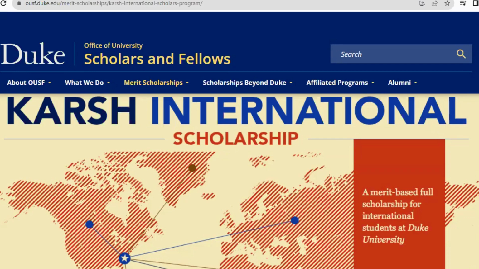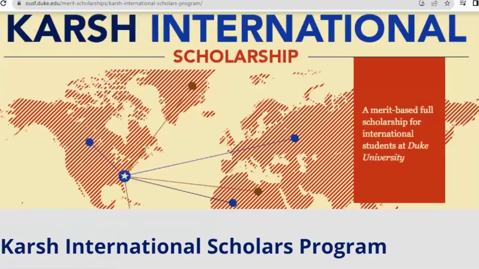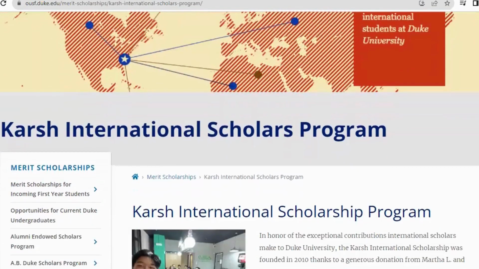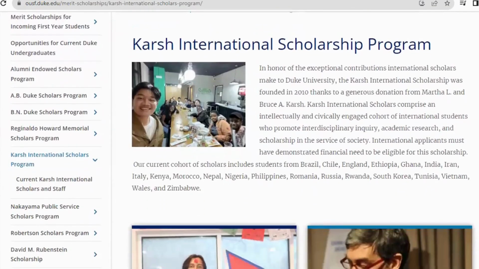Another benefit you can get while you apply to Duke University in the US is applying for the scholarships that are available. The scholarship here is the Cash International Scholarship. It's a merit-based full scholarship for international students at Duke University. Let's take a look at it together. It says, in honor of the exceptional contribution international scholars make to Duke University, the Cash International Scholarship was founded, just for international students.